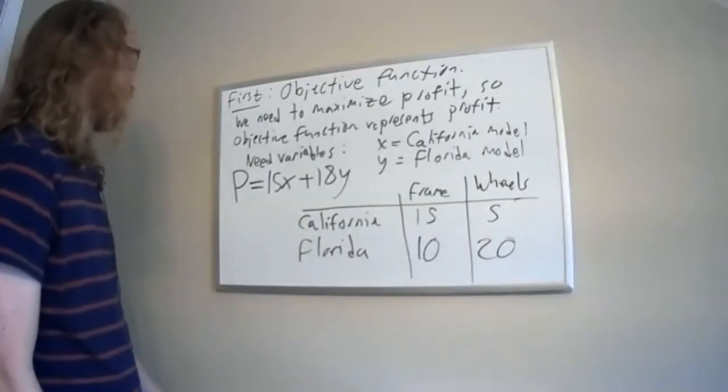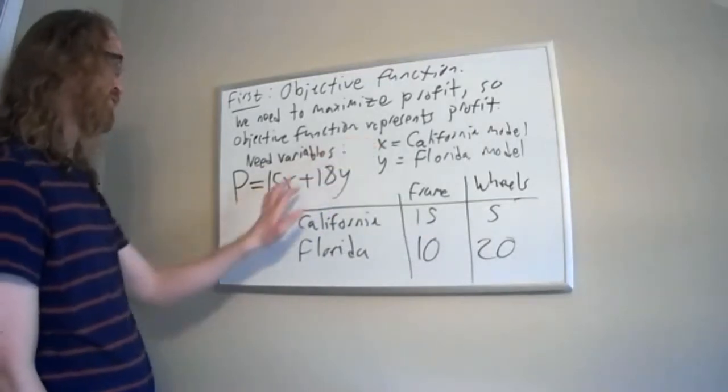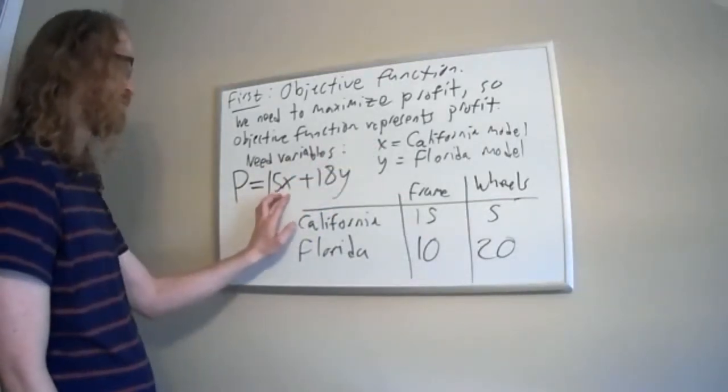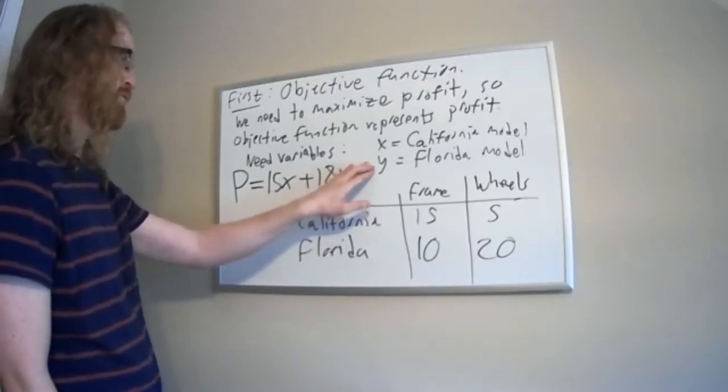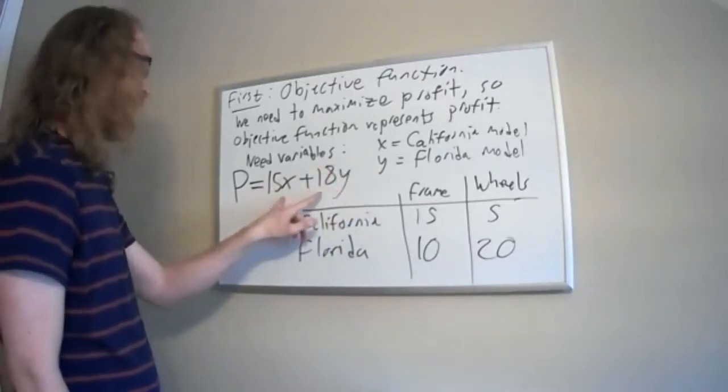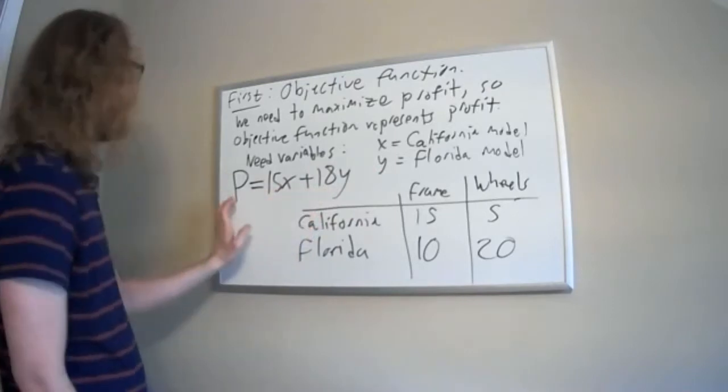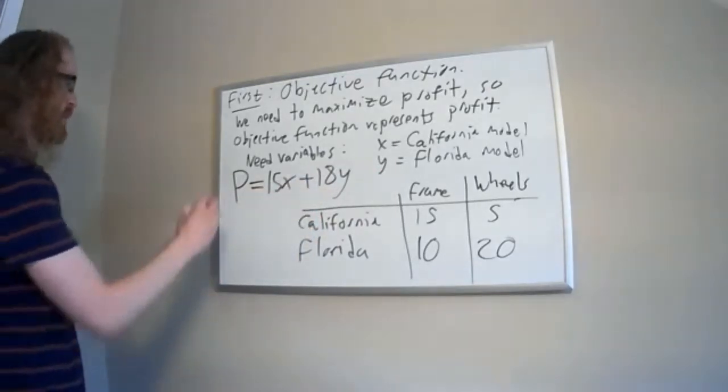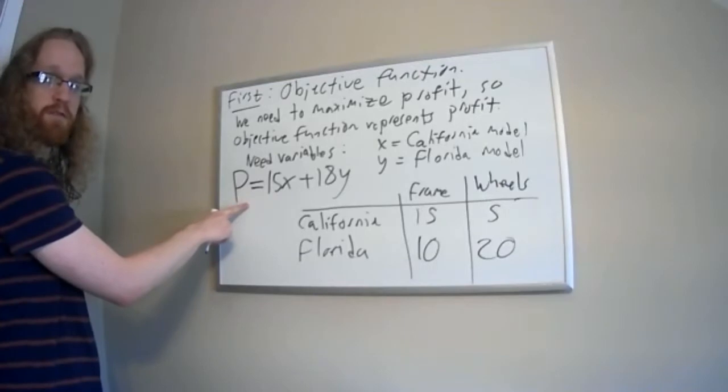So again, they said that the profit for a California model is $15, so 15x. And profit for a Florida model is $18, so 18y. And then I add them together to get my total profit. So P equals 15x plus 18y. This is my objective function for this problem.